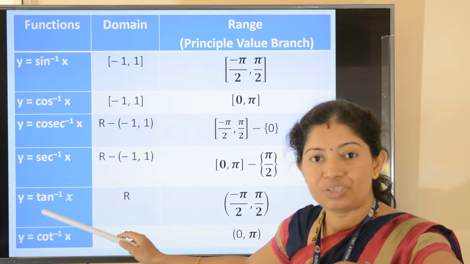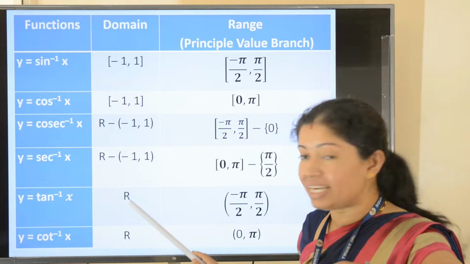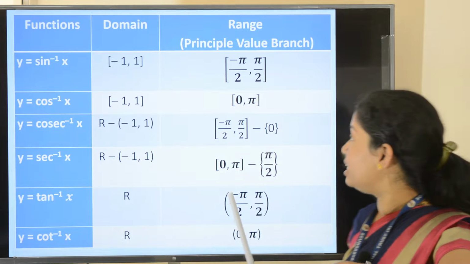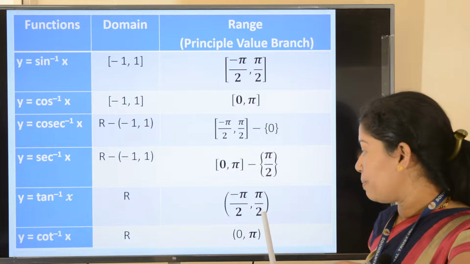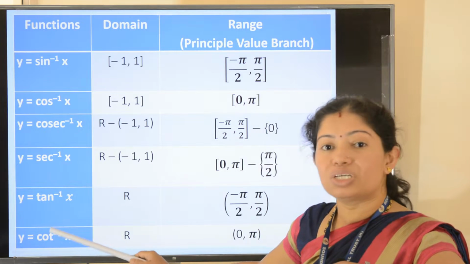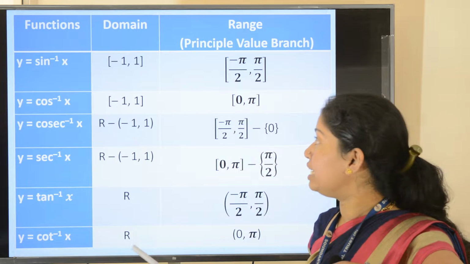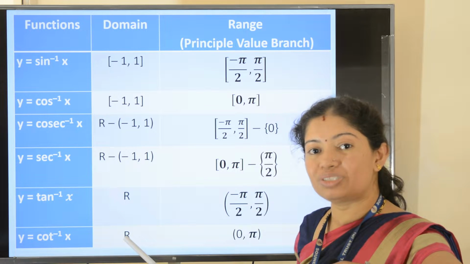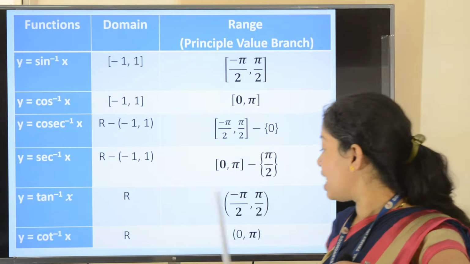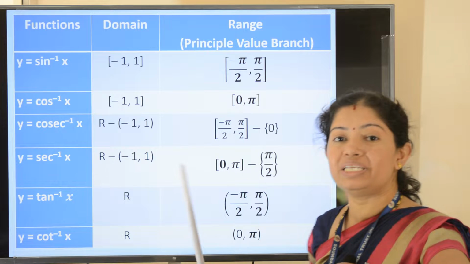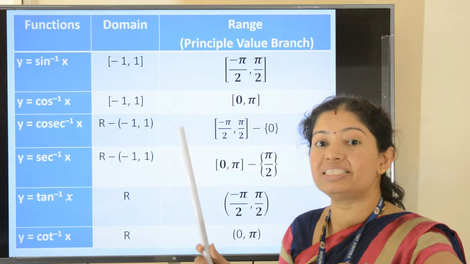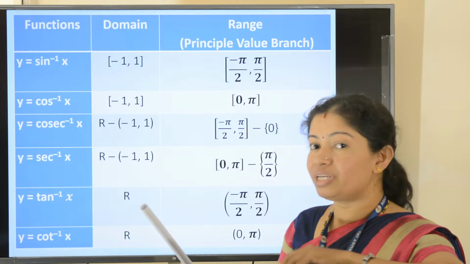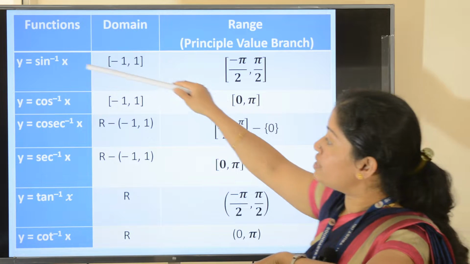Next one, tan inverse of x. Its domain is the set of real numbers and its range is open interval minus pi by 2 to pi by 2. Next one, cot inverse of x. Again here, domain of cot inverse of x is the set of real numbers and its range is open interval 0 to pi.